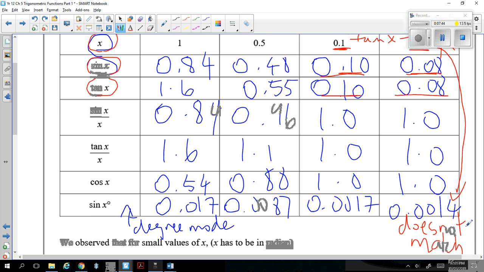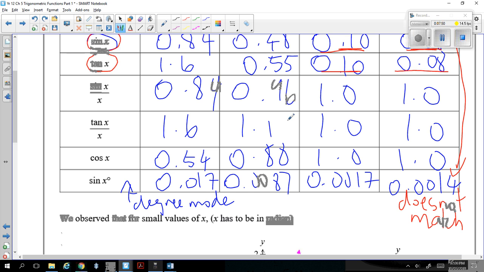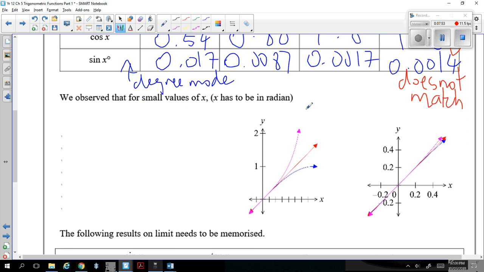Alright, so what do we do now? We can now make a conclusion. Actually, we can examine the graph. So this is the graph of sine x.